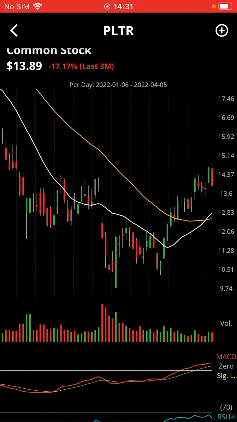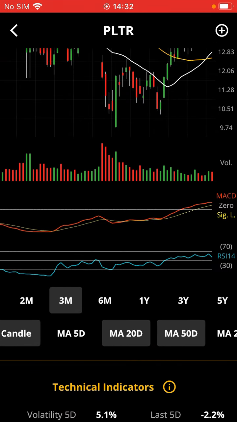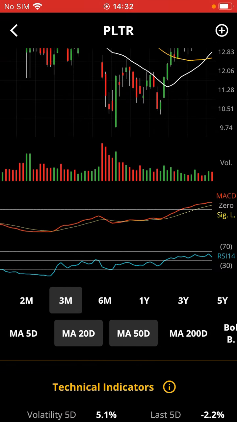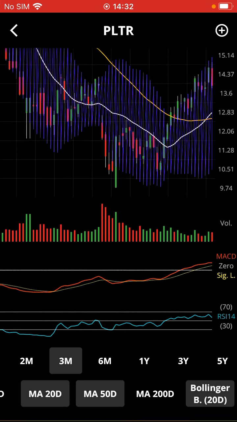And now, very recently, the 20 days moving average just crossed the 50 days moving average and has become bigger than the 50 days moving average, kind of indicating that the price of the stock has the trend of going upwards right now. So apart from this, you can also have a look at the moving average of last 5 days, last 200 days, and you can also have a look at the Bollinger Band on the graph.